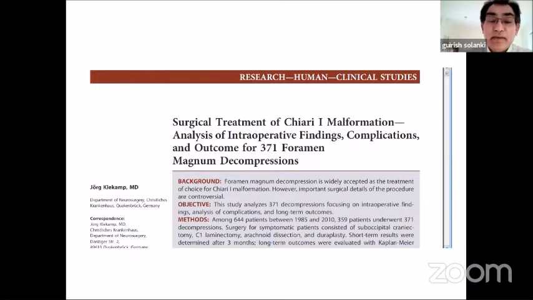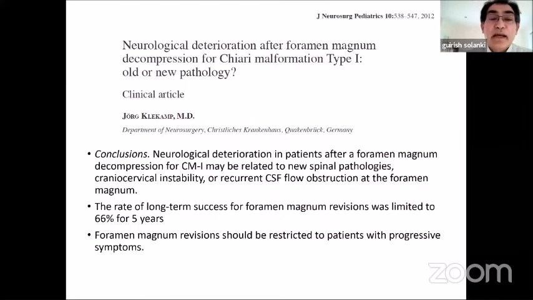He analyzed these patients and identified that for symptomatic patients, not only craniectomies, but C1 laminectomies, arachnoid dissections, and duroplasty, these patients come back to them with more problems. And the success rate for revisions is limited. So the rate of long-term success for foramen magnum revisions was limited to 2/3 for 5 years.